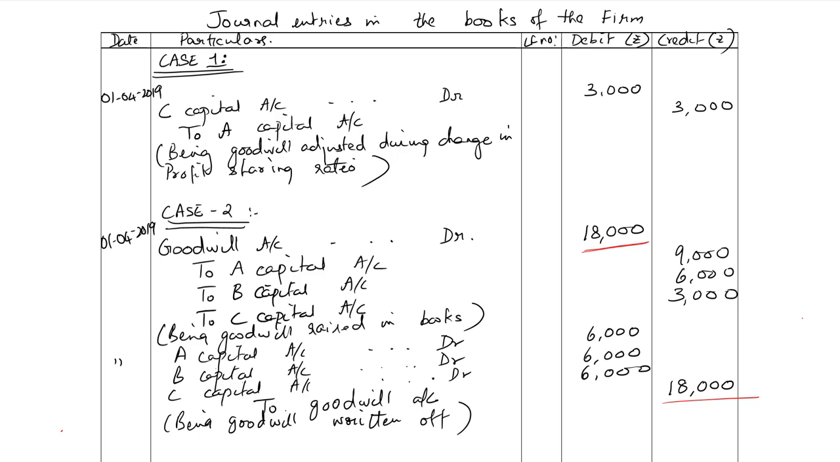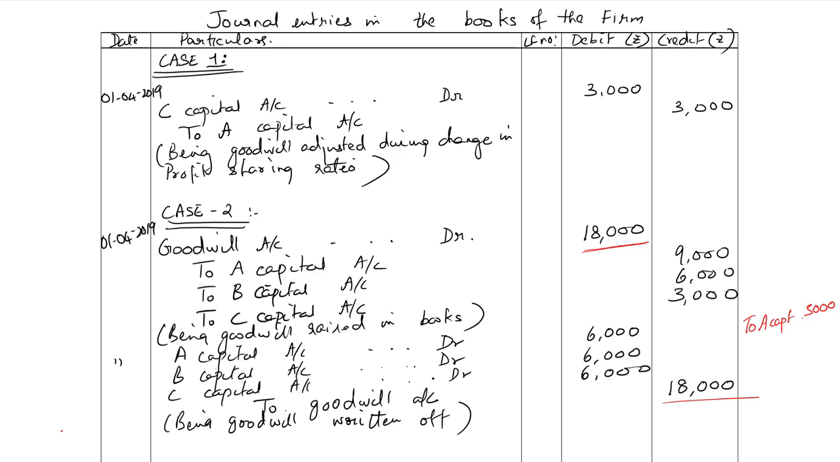As far as A's capital account is concerned, we have credited in the first journal entry with 9,000 and debited A's capital account with 6,000. So the net effect is a credit to A's capital account of 3,000. So it's to A's capital account 3,000.